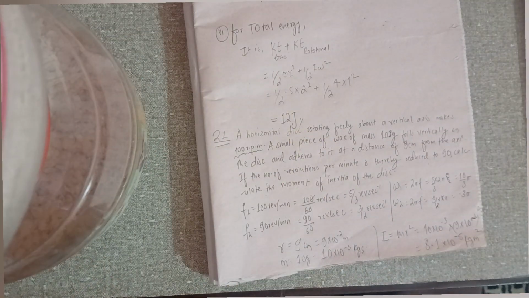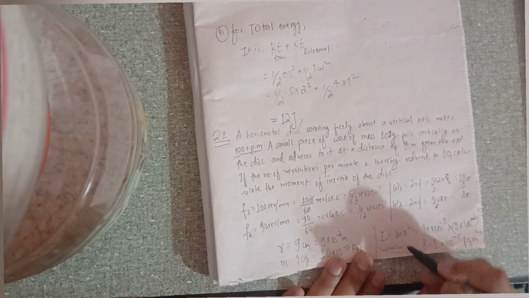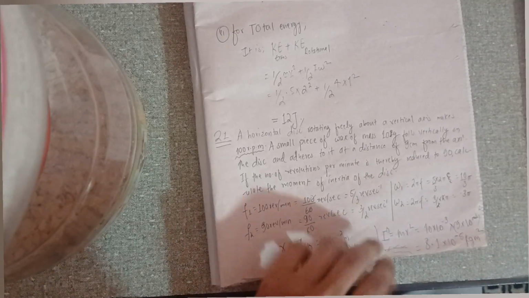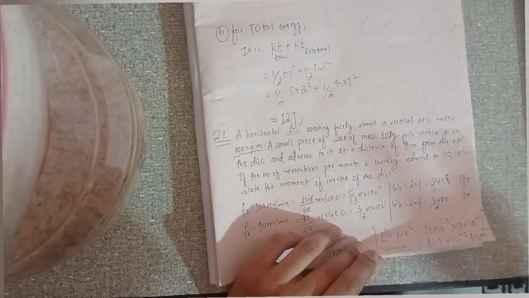Alright. Calculate the moment of inertia of the disk. This is the moment of inertia that was added to the disk, so it is I naught. We need to find the moment of inertia of the disk. To do that, we just need to use the conservation of angular momentum.